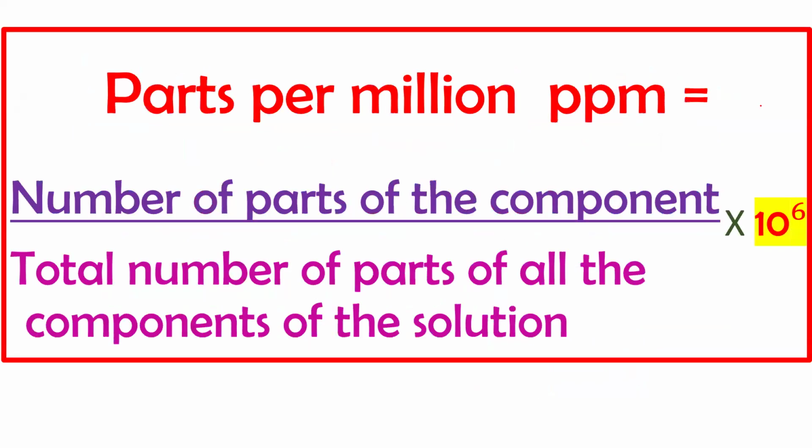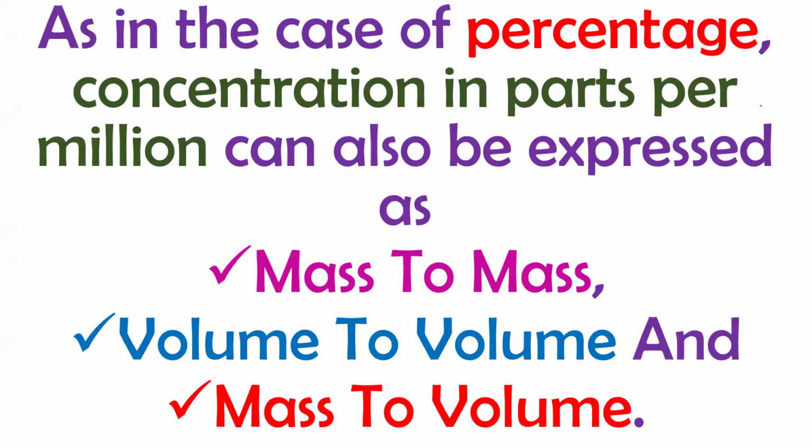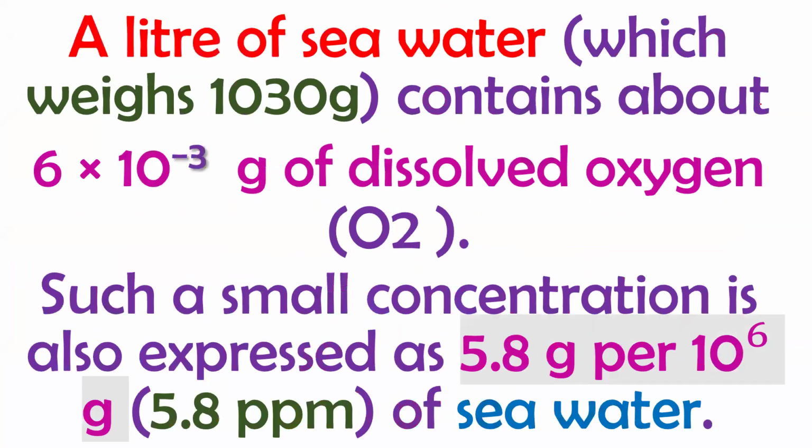So how can we find the number of parts of the component? By the number of parts of the component divided by the total number of parts of all components of the solution, into 10 raised to 6. So that is in million. As in the case of the percentage, the concentration in parts per million can also be expressed as mass to mass, volume to volume, mass to volume. So in all these cases also we can use ppm.